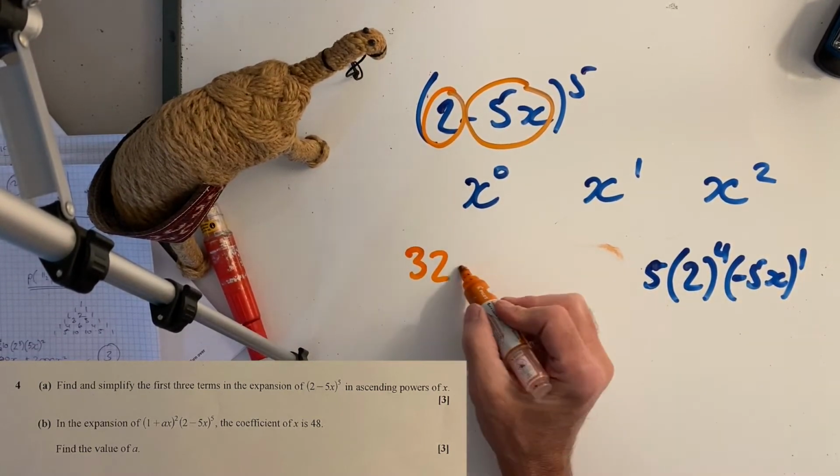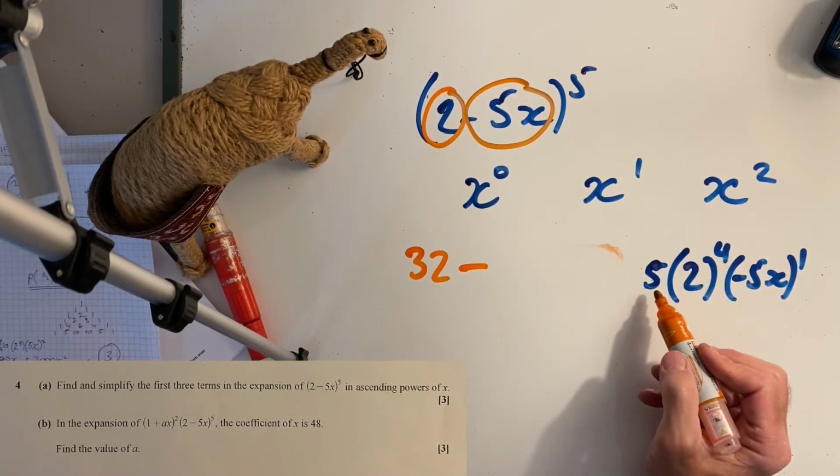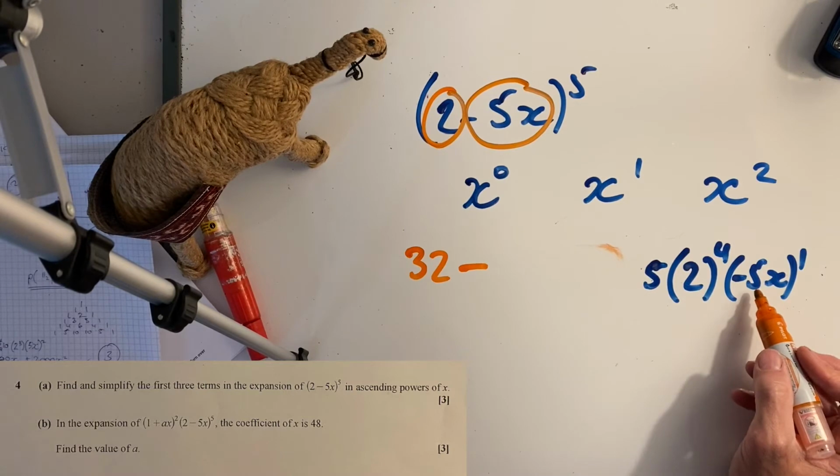Here, that minus means it's a minus. 2 to the power of 4 is 16, times by 2 is 80. 80 lots, so that's 400.